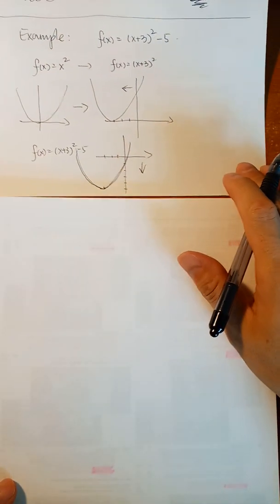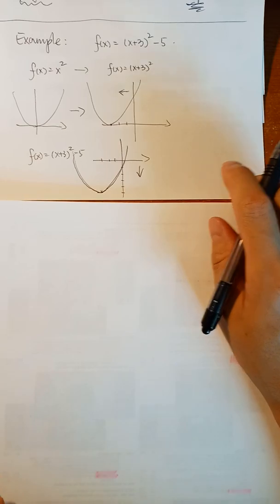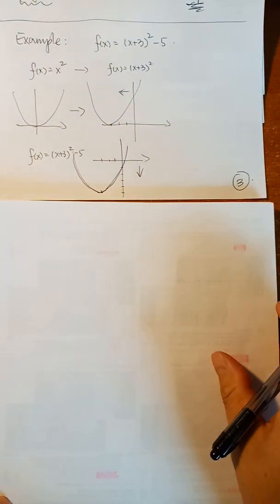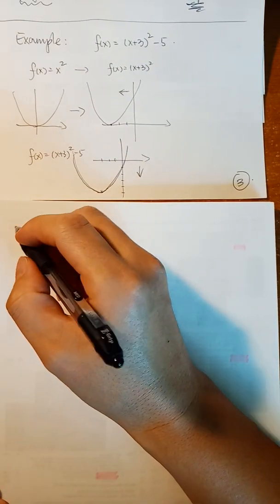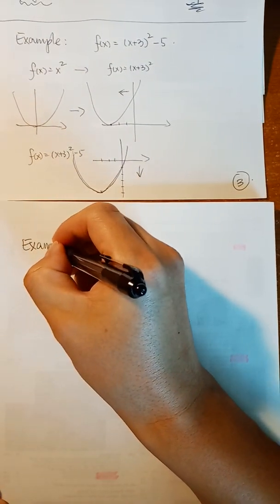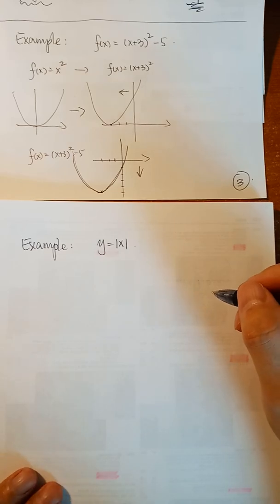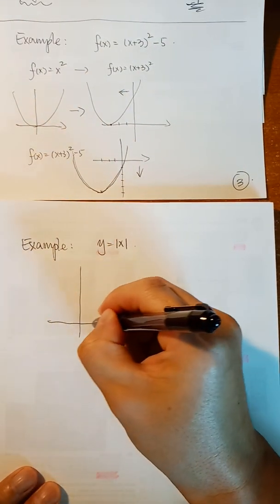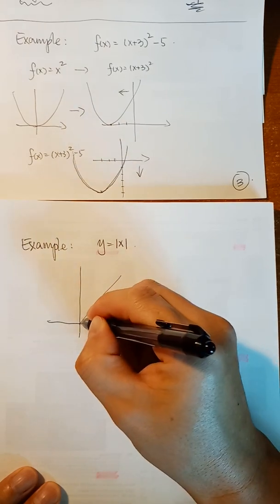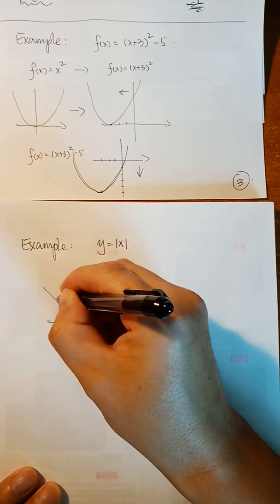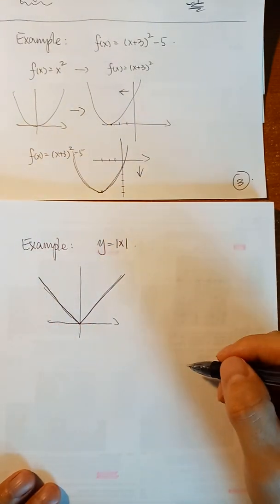Okay, so we already can move the graph of the function. Now we are going to stretch it. For example, we have the absolute value function. The absolute value function has a graph like this. You have two diagonals, the diagonal of the first quadrant and the diagonal of the second quadrant. This is the graph y equal to |x|.